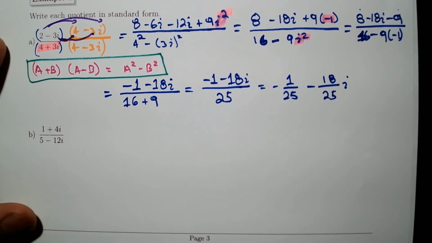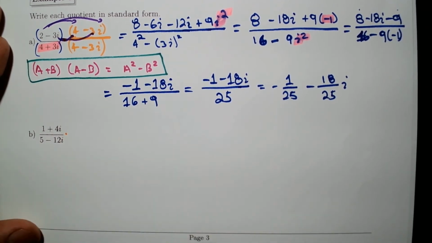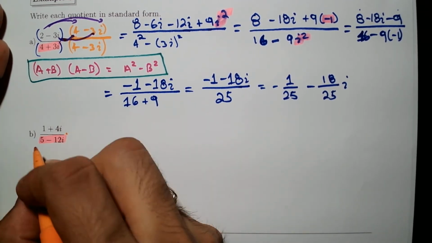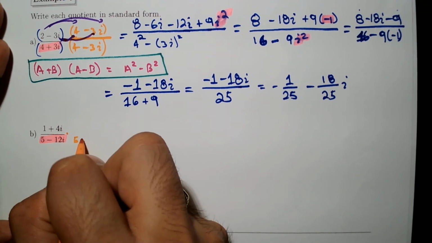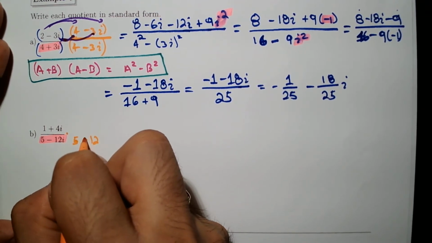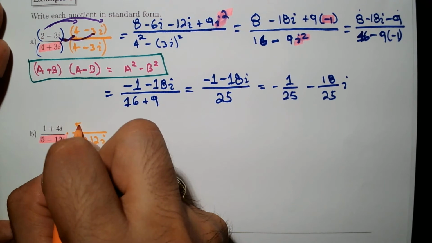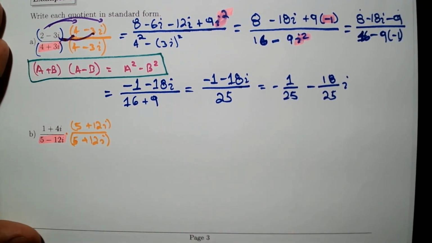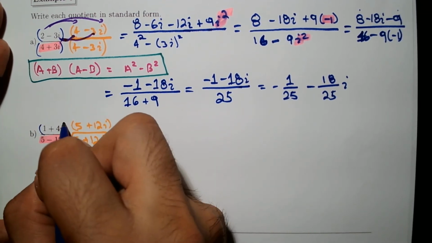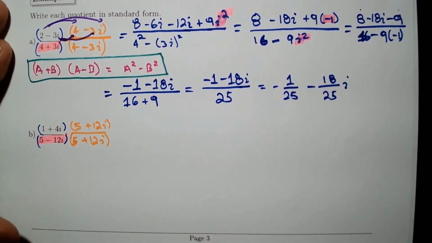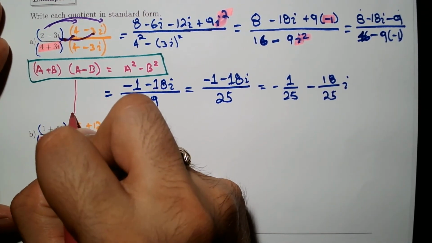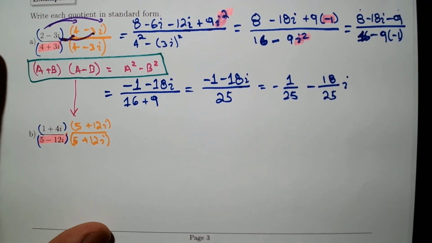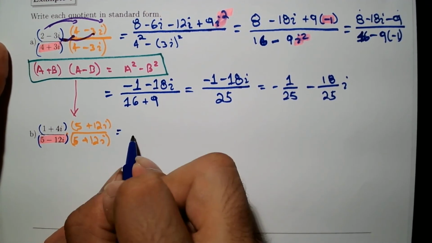Let's do the next one. In this case we need to identify the denominator. Let's highlight and find the conjugate of that number. So the conjugate will be 5 plus 12i. Parentheses, parentheses. And again I'm going to take advantage of this powerful idea for the denominator of this exercise.